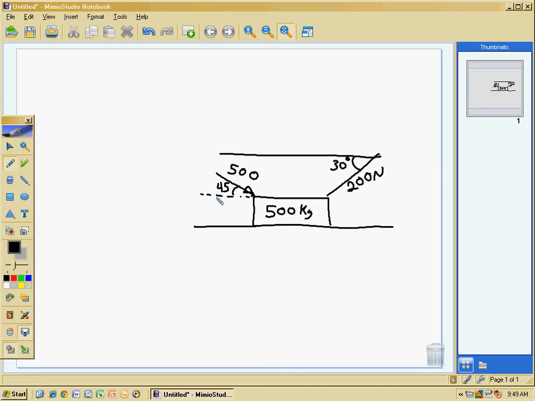Alright, so, person pushing it down 500 at a 45-degree angle, tension up to the right. Here's how your force diagram is going to look.